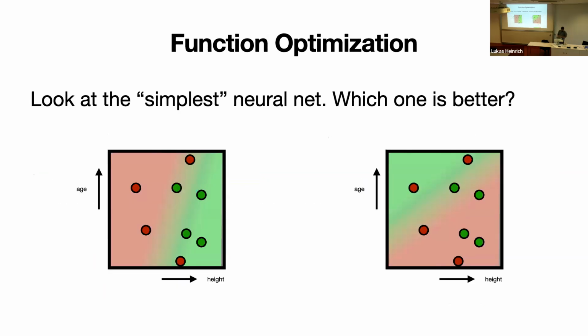So let's look at this. Which of these is better? Who's for the one on the left? Okay, everybody. Nobody's for the one on the right. Very good. So you have good instincts.